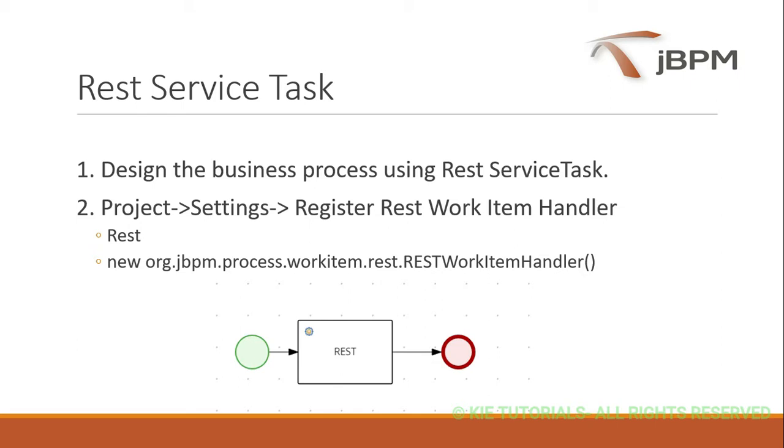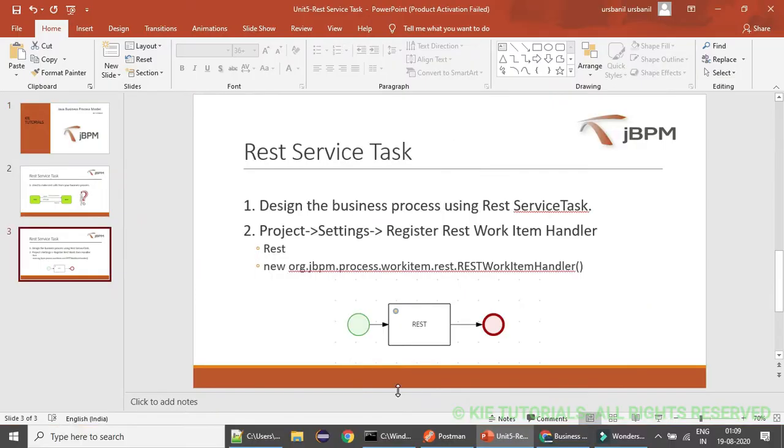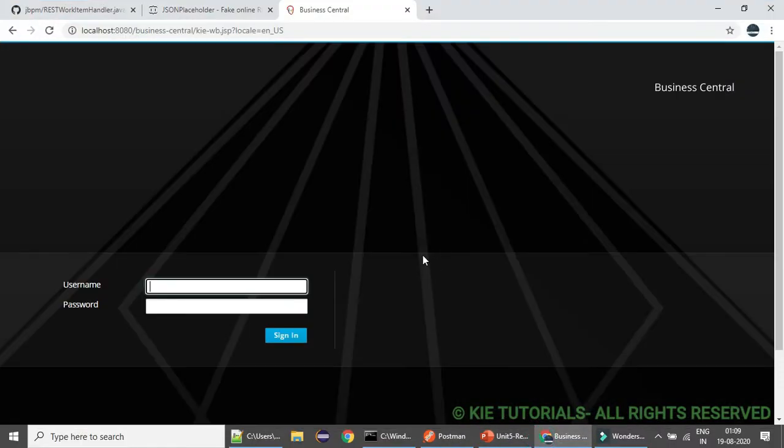And the first step is that you have to design it within your process using the component palette. You have to pick up the REST service task, then you have to register this particular work item handler within your project settings. How that can be registered, I'll show you. Overall, the look and feel of this REST service task will be like this. Let us go ahead and log into the Business Central.